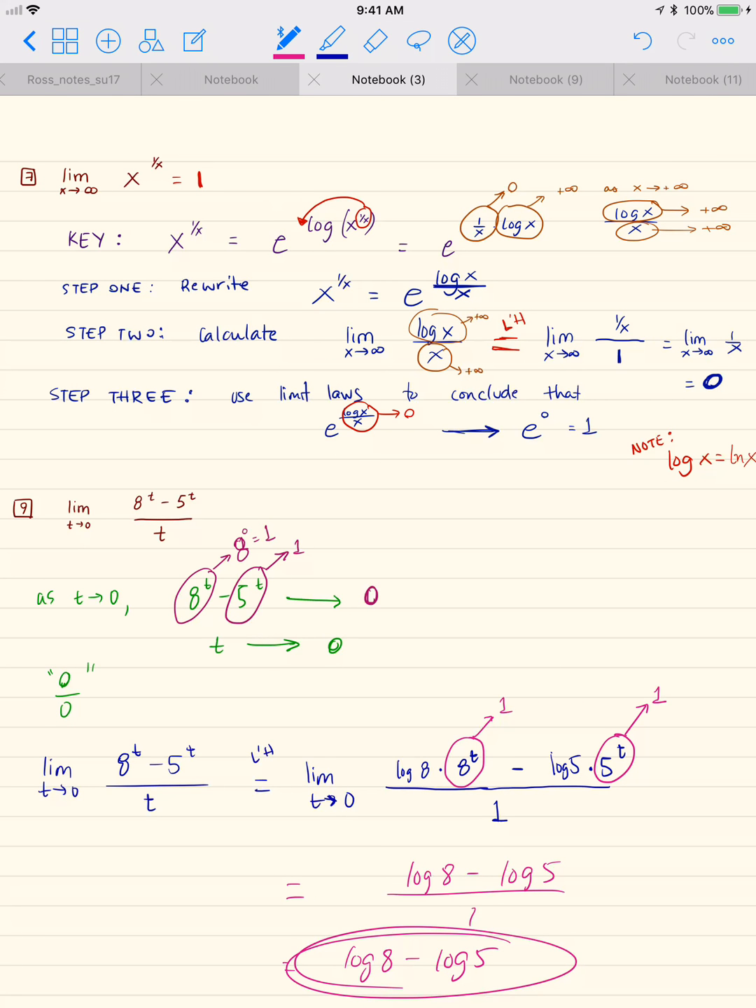Okay, so what's tricky about this problem? You have to remember the formula for the derivative of a to the t. So in general, d/dt of a to the t, the derivative with respect to t, is going to be log a times a to the t.